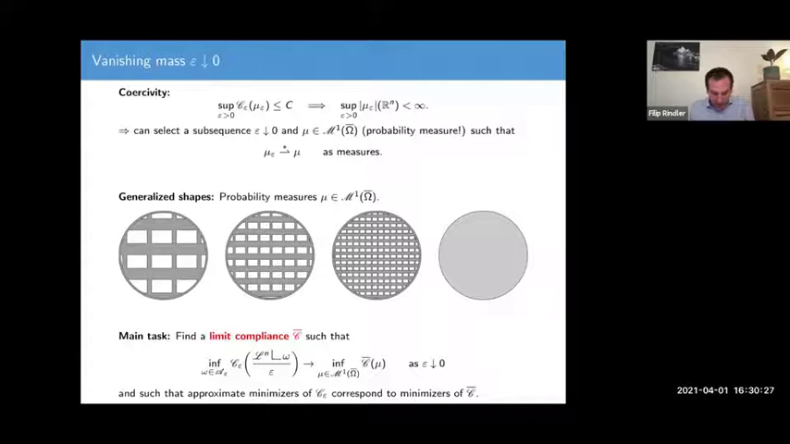So what is a limit compliance C bar defined on probability measures? You don't just want the minima or infima to converge, but also a property saying that approximate minimizers of the C epsilon should converge weakly star to a minimizer of the limit functional C bar. And also, if you have a minimizer of the limit functional, it should originate from a sequence of approximate minimizers of the C epsilon. Okay, so this is a mathematical formulation of our problem.